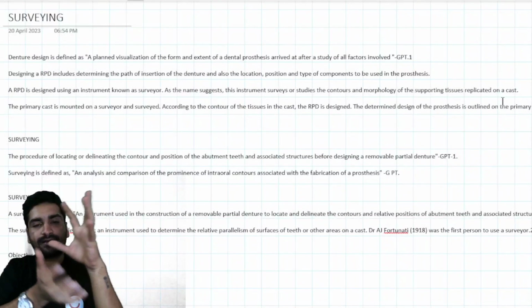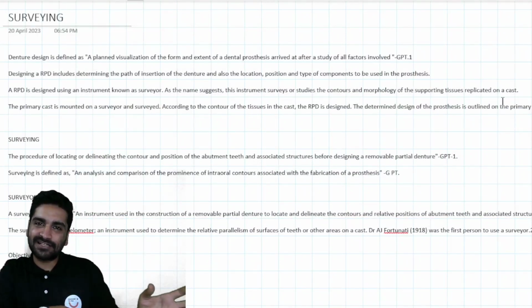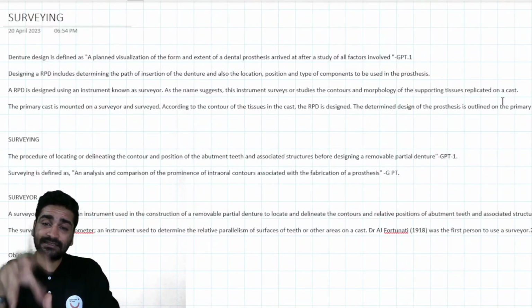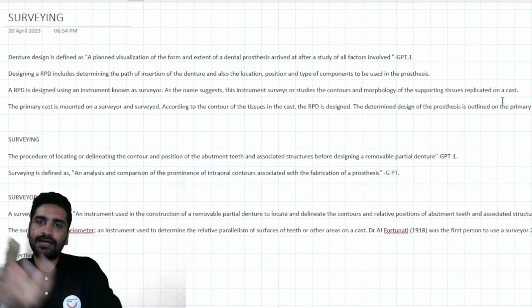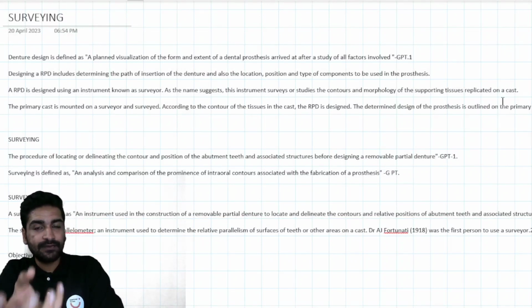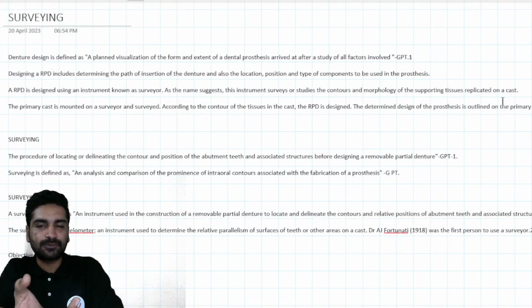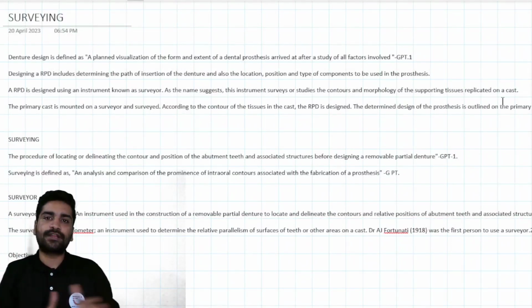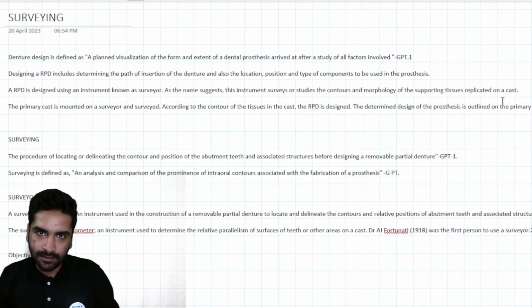Now the process of an acrylic partial denture is very simple, and the process of a cast partial denture is a bit complicated and less understood by undergraduates. The reason being that we as undergraduates are not given exposure to how cast partial dentures are fabricated. That is why we are not able to relate to that topic and understand it properly. When it comes to surveying, it is usually done in cast partial dentures, not in acrylic partial dentures.